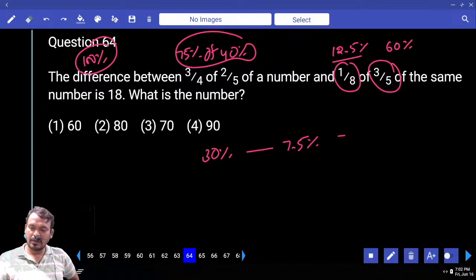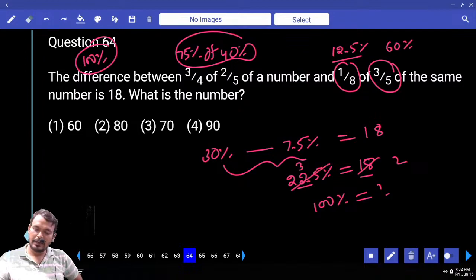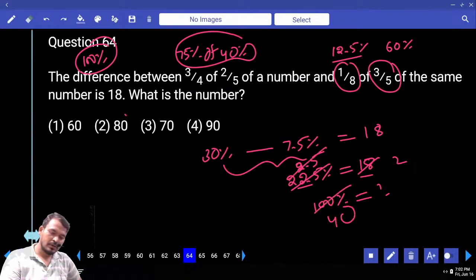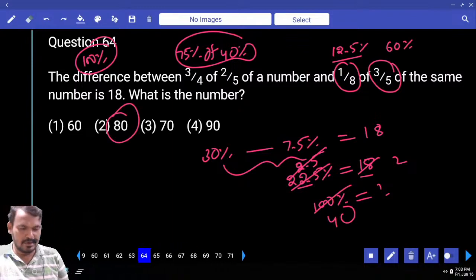These two difference equal to how much? 30 and 7.5 difference, 22.5% equal to 18. But we required that number 100%. Okay. 9 cancel. 9 2s are 9, 9 2.5. Okay. Means it is almost 40. 40 2s are 80. Next question number. Normally fractions multiply, the same comes.